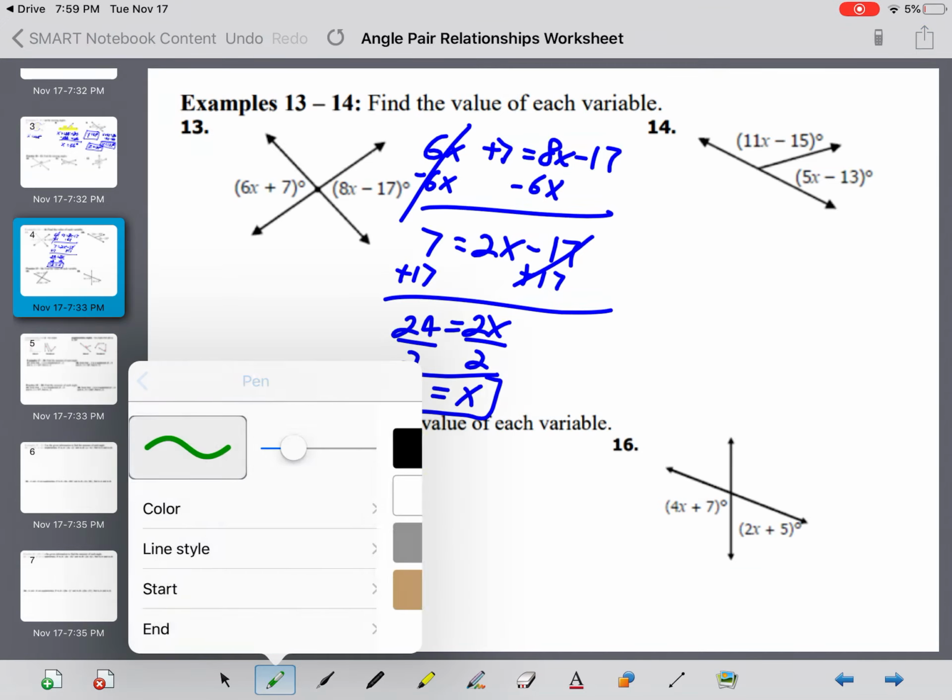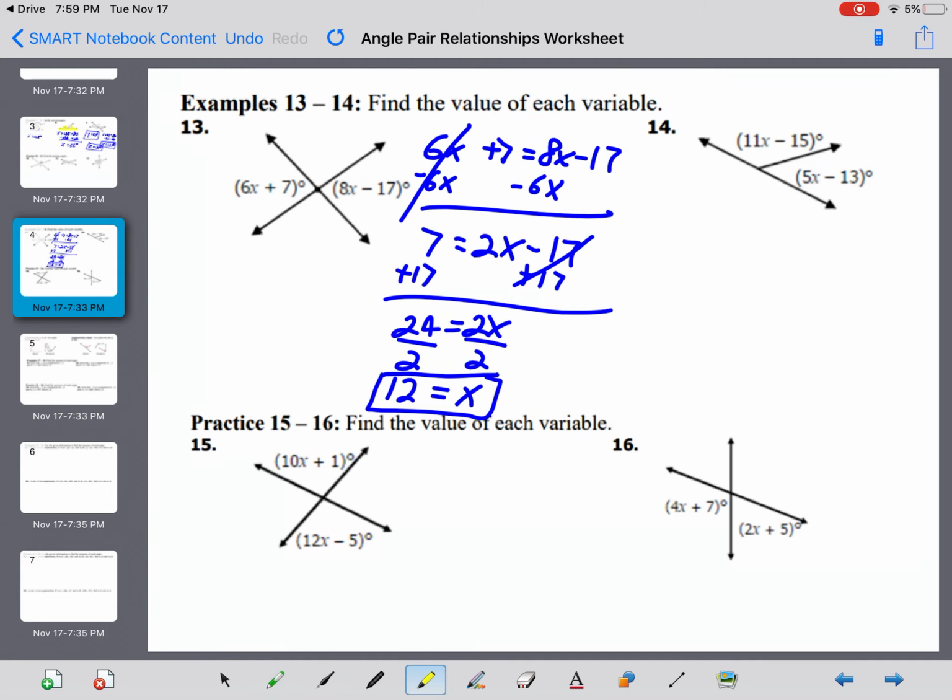Okay, let's change this color up. If you notice here, though, for number 14, we have a straight line, which means that these two angles create a linear pair. So 11x minus 15 plus 5x minus 13 equals 180. Combine your like terms. 11 plus 5 makes 16x. Negative 15 minus 13 makes negative 28, which equals 180.